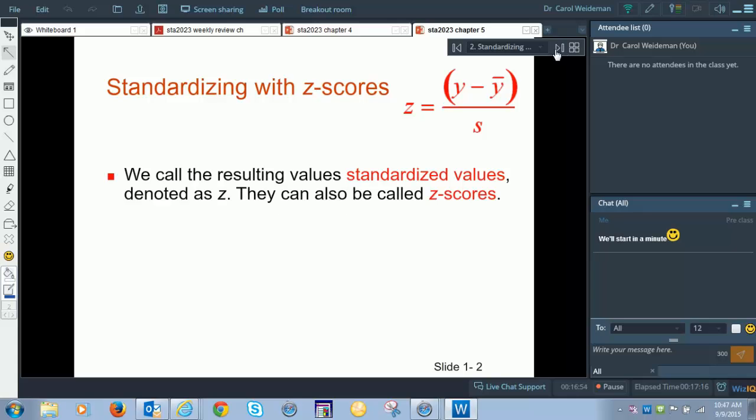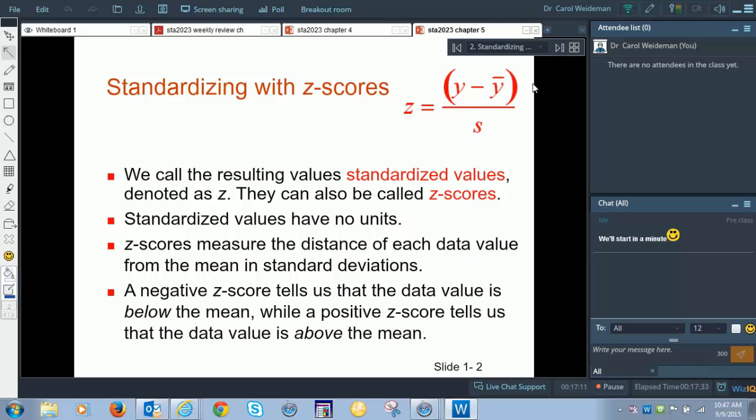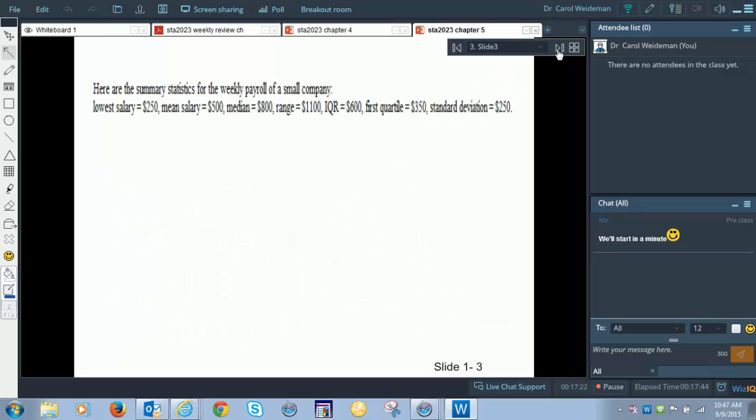So what is a z-score? Okay, the z-score is actually a standardized score, and it has no units. We're measuring the distance each data value is from the mean and standardizing it by the size of the standard deviation. And these are called z-scores. They don't have any units. It is the distance of each data value from the mean in standard deviation units. And we want to remember that a negative z-score tells us the data value is below the mean, and a positive z-score tells us the data value is above the mean.